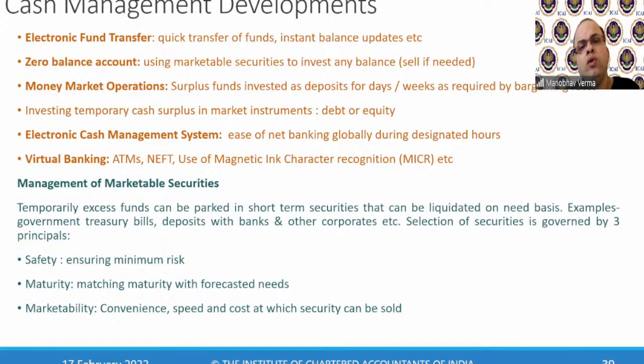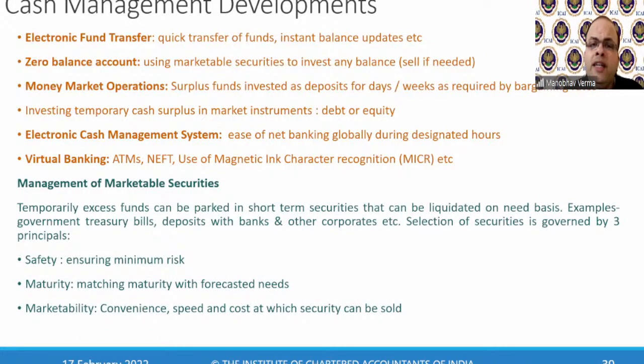So for a zero balance account, you have an arrangement where you might have some temporary securities or, let's say, a demat account with the bank itself. Whenever you need the funds, those are disposed of. Or if you have surplus money, you can invest there. Money market operations is more of having a separate depository where you could manage your investments.